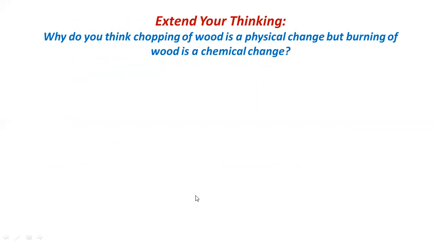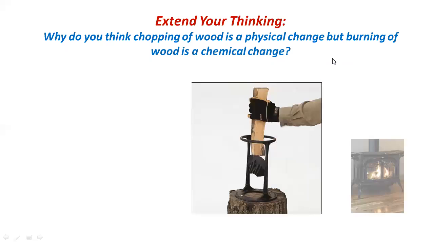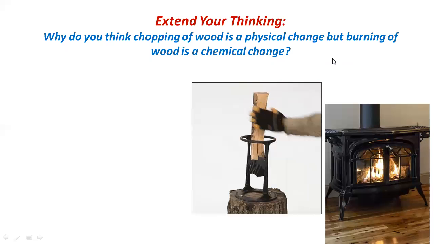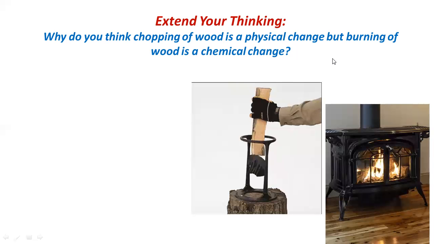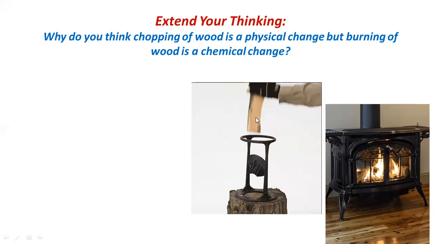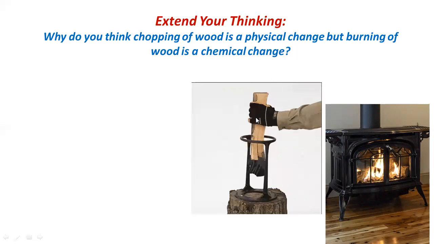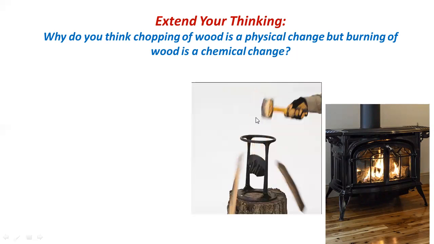Then extend your thinking. Why do you think chopping of wood is a physical change, but burning of wood is a chemical change? Chopping of wood means cutting wood into small pieces. It is a physical change, and the burning of wood is a chemical change. So, what do you think? Why is chopping of wood, or cutting of wood into small pieces, a physical change, and the other one, the burning of wood, a chemical change? In chopping of wood, you can see that only the size of the wood changes from bigger size into smaller size. Only the change is in the size of the wood. And I told you that a change in the size of wood is a physical change.